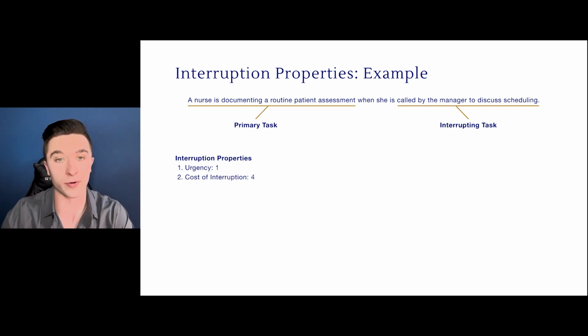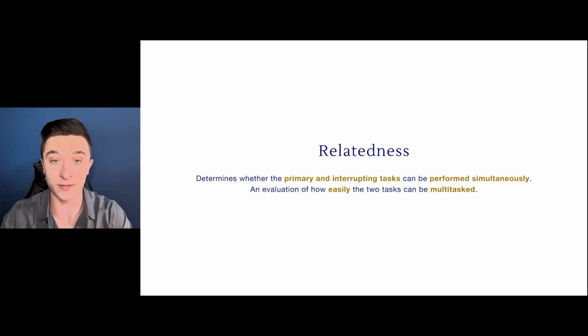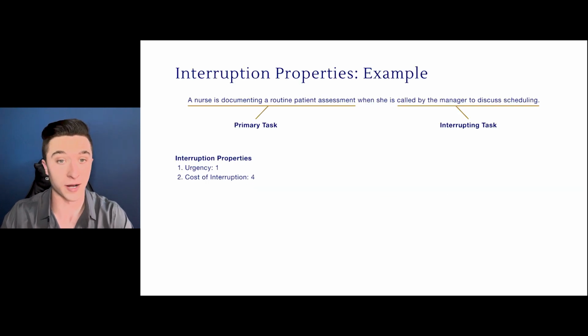The third and final property is relatedness, or in full, relatedness of the interruption to the primary task. So relatedness is the property that determines whether the primary and interrupting tasks can be multitasked or performed simultaneously. This is the least important of the properties, but it is still essential to be recognized. In many cases, relatedness is going to be very, very obvious. In the case of our example here, it is impossible to go to the manager's desk and continue documenting at the same time. They're in 2 different places. So relatedness is going to be a solid 1. Can't do it.